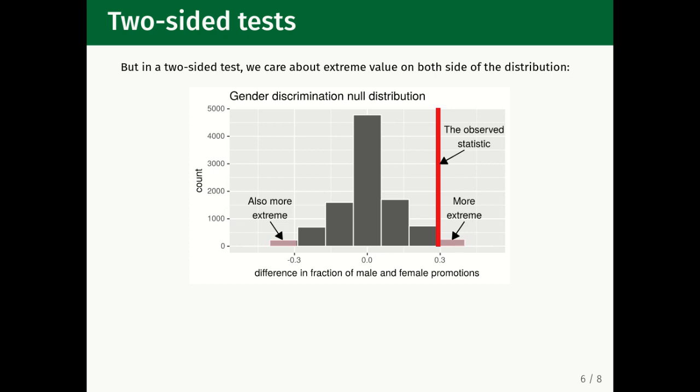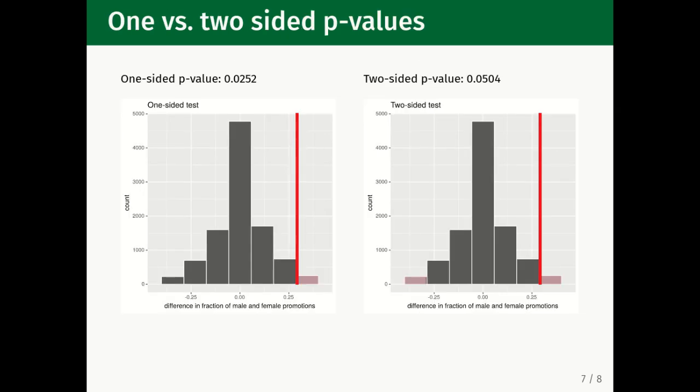In other words, we have exactly the same data in our null distribution, but merely by changing how we state our alternative hypothesis, we have doubled the size of our p-value. This is a two-sided test because now we are calculating our p-value using the extreme values from two sides of the null distribution. Let's take a look at one- and two-sided tests side by side.